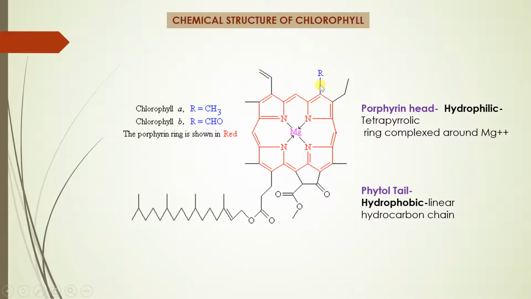Chlorophyll A and chlorophyll B differ only in the side group R, which is attached to the second pyrrolic ring. In chlorophyll A, the side group is a methyl group, but in chlorophyll B, it is an aldehyde group.